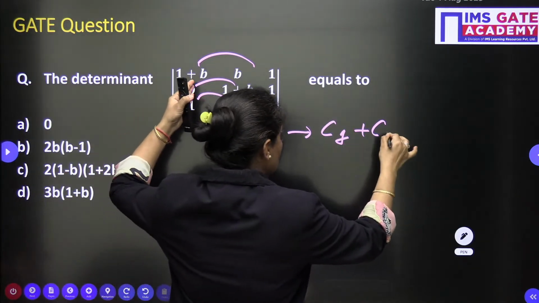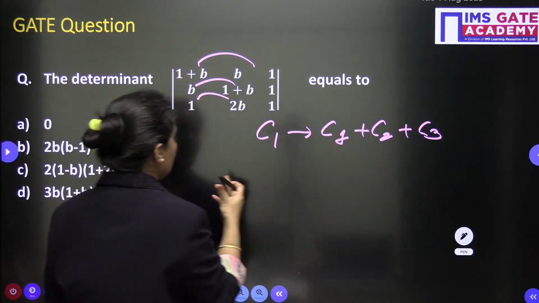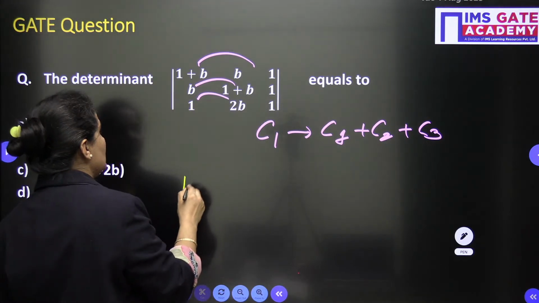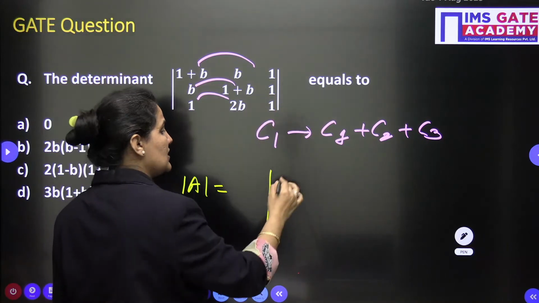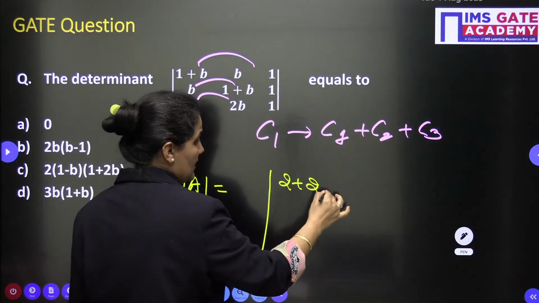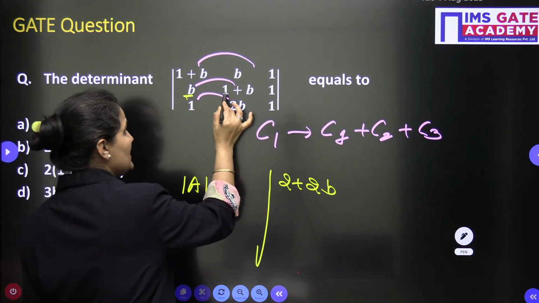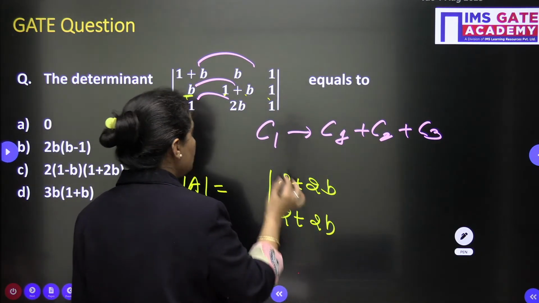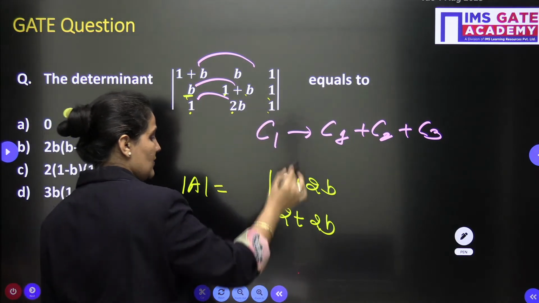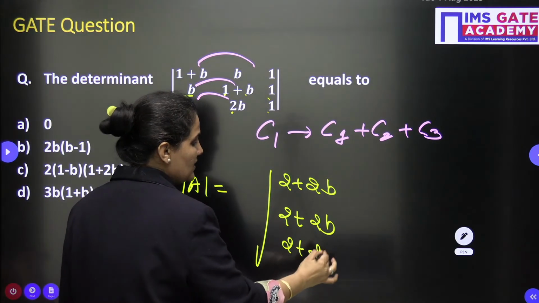At the place of the first column, I will go with C1 plus C2 plus C3. So it will become 1 plus B plus B plus 1, which is 2 plus 2B. The second will also be 1 plus B plus 1, again 2 plus 2B. It will be 1 plus 2B plus 1, again 2 plus 2B.